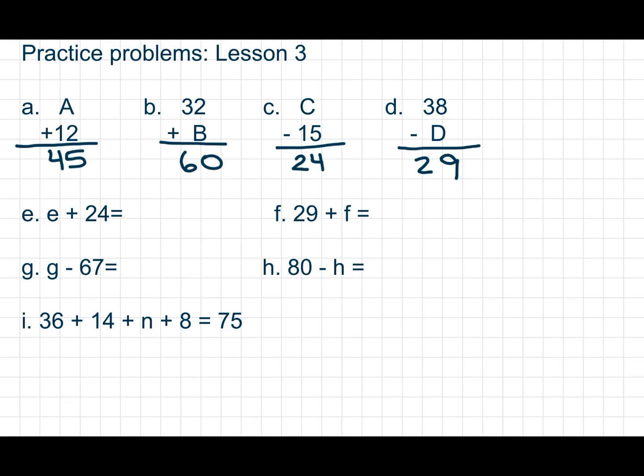I'm just going to circle the biggest number in these fact families because that always helps us. Like, what's the whole number that we're talking about here? And this is part of the whole, and this is another part of the whole, and this is the whole number.